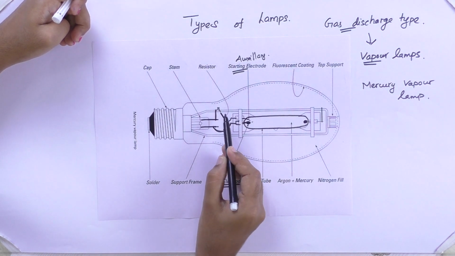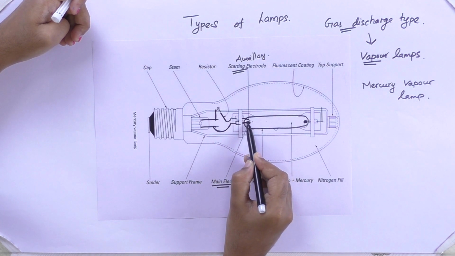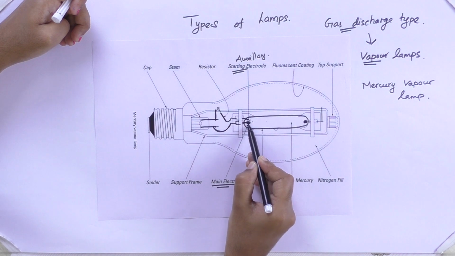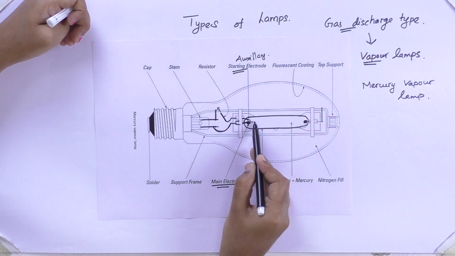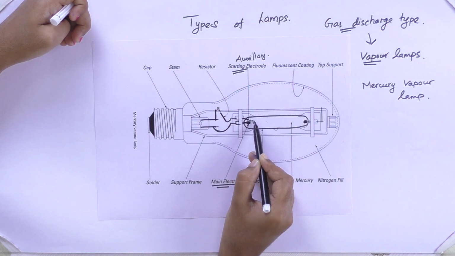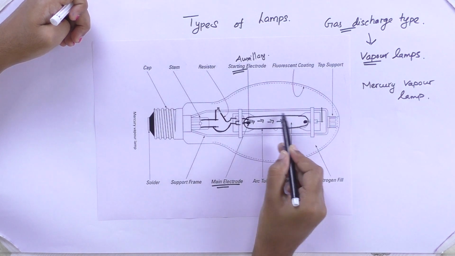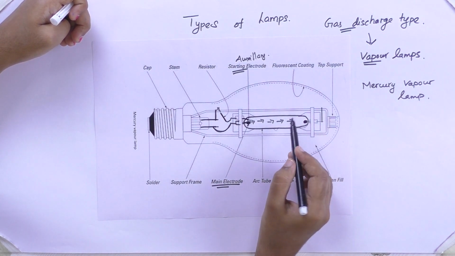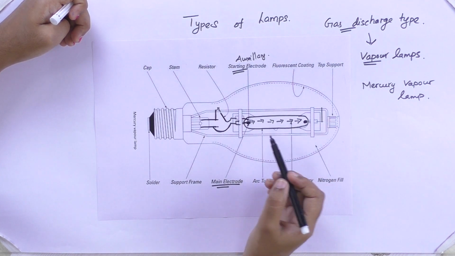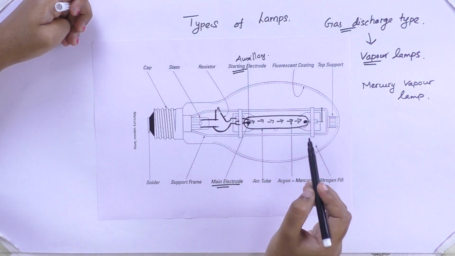If we add this, current will flow through the starting electrode also. The distance between the starting electrode and the main electrode is very small. So this will generate a gaseous discharge, or ionization of the gas, and the mercury will start flowing, and argon also warms up the tube, and the mercury will start discharging towards the main electrode. Once the mercury is completely vaporized, ultraviolet radiation is emitted.